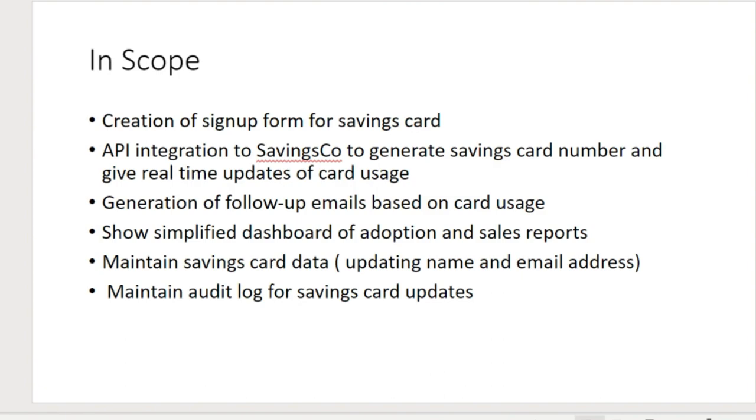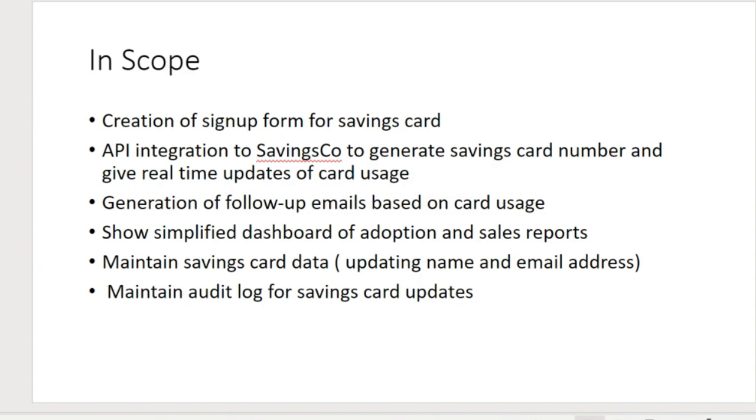Show a simplified dashboard of adoption and sales support. So once we're getting the data back from Savings Co, we want to be able to make sense of it some kind of way that would help us know where to improve, where to focus our attention. And we want to do that with a simple dashboard. It doesn't have to be elaborate, right? Again, we're still sticking with the MVP, but we need something to help us move forward. Then we're also going to be maintaining the savings card data.